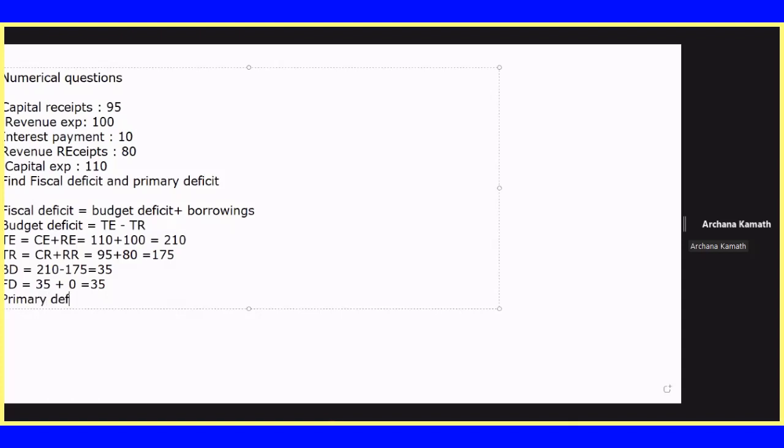Primary deficit is equal to fiscal deficit minus the amount paid as interest. Fiscal deficit is 35 and interest payment is 10 units. So 25 is your primary deficit. This is clear.